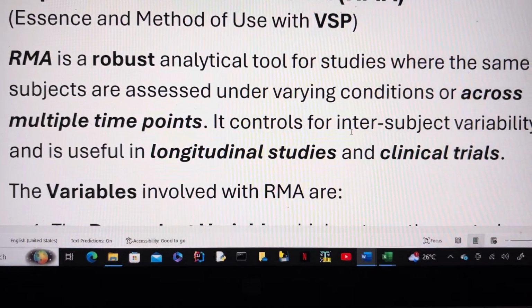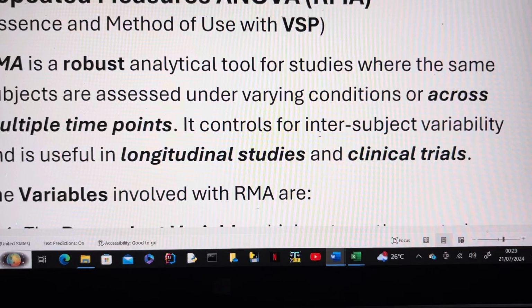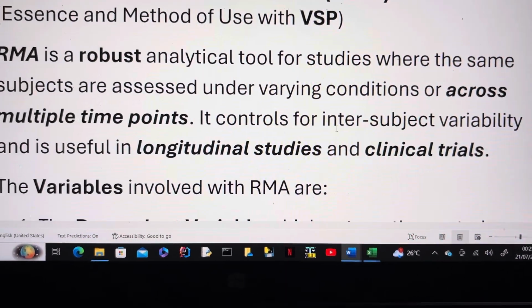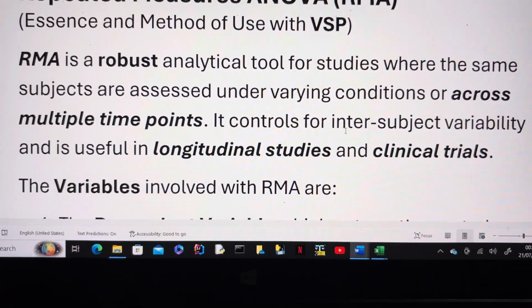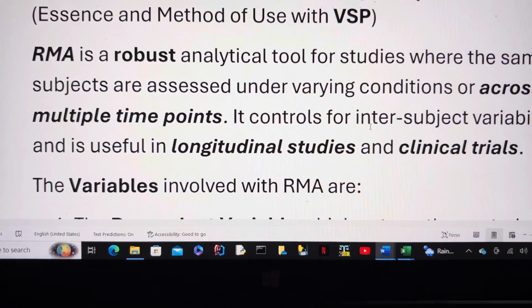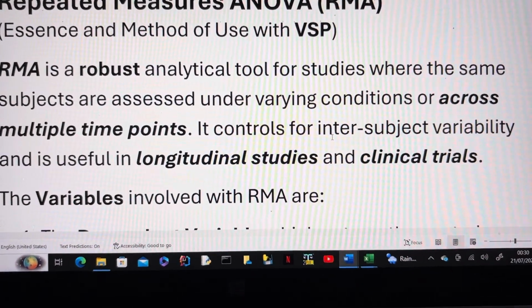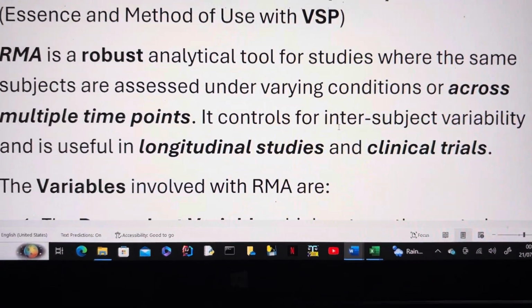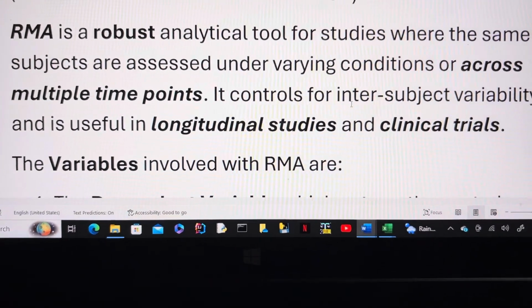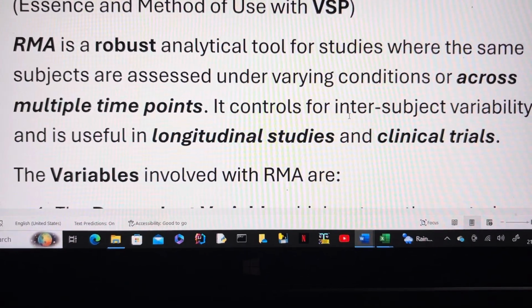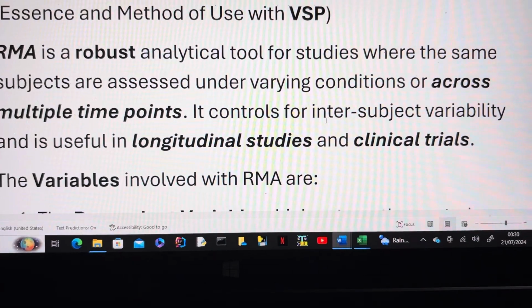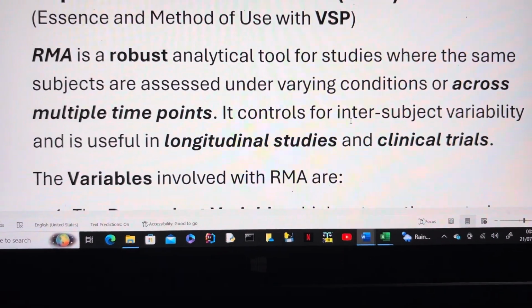same subjects are assessed under varying conditions or across multiple time points. It controls for inter-subject variability and is useful in longitudinal studies and clinical trials.